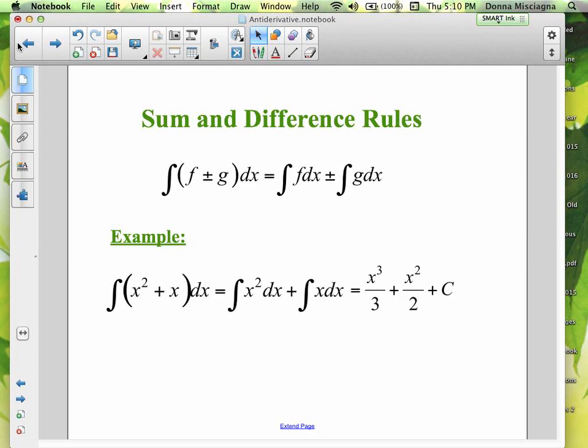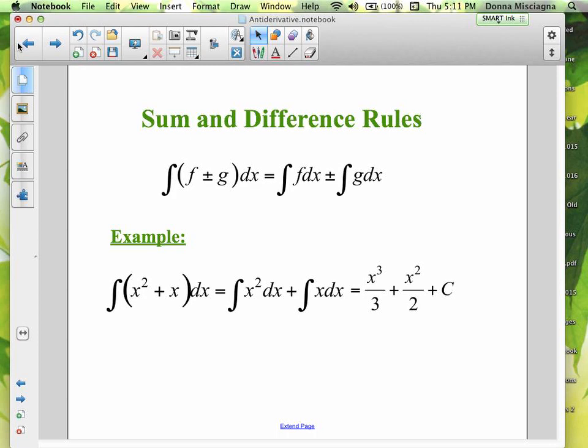So sum and difference is the same as when we're taking the derivative of a sum or difference. So the integral of a sum or difference is the same as the integral of each of our terms. So if I have the integral of f plus or minus g dx, I have 2 functions here. I can take the integral of the first function and the integral of the second one, and so forth.